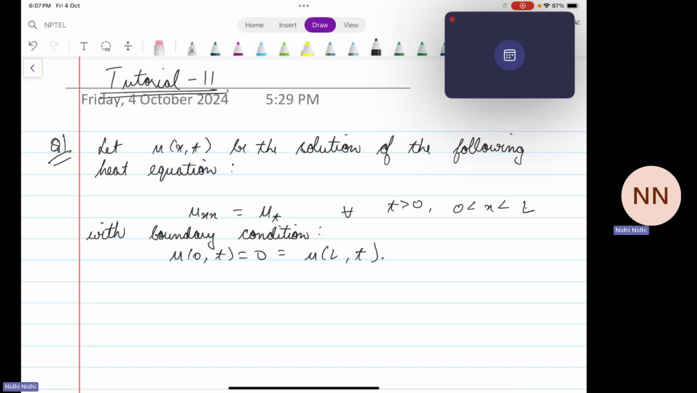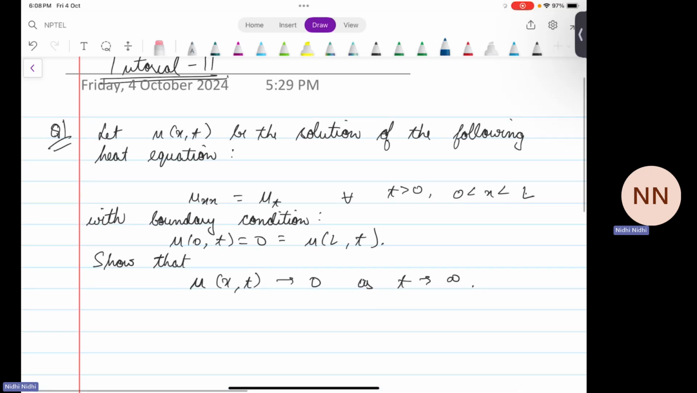Now show that u(x,t) tends to 0 as t tends to infinity. That means the temperature at time t tending to infinity is 0. That means eventually the temperature will go down to 0.